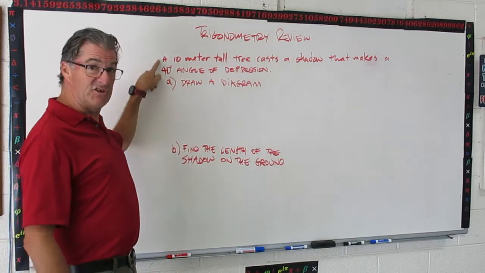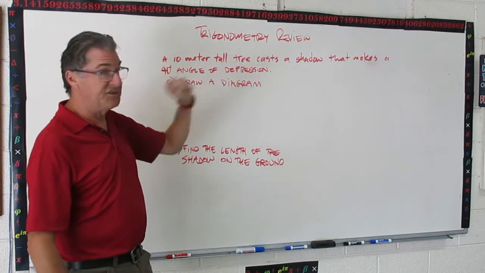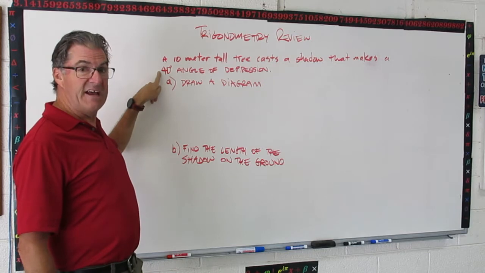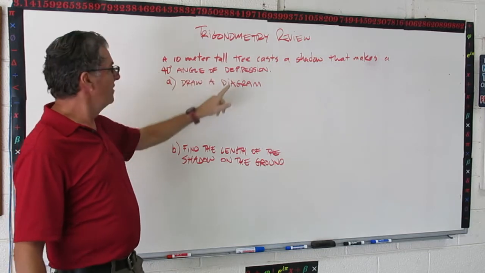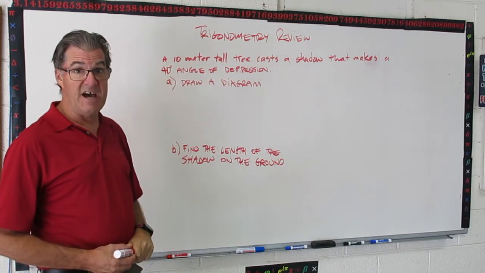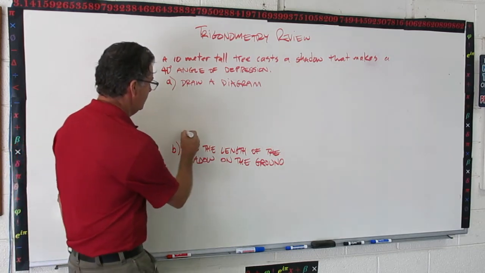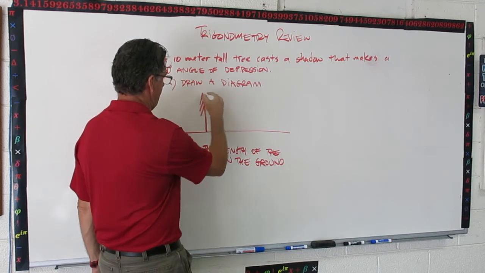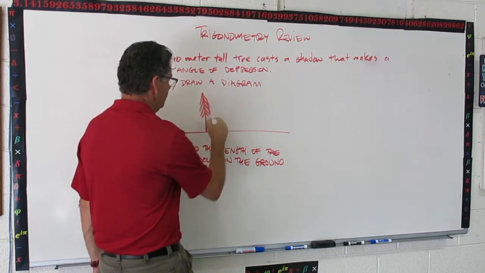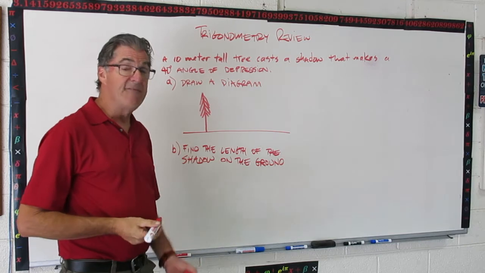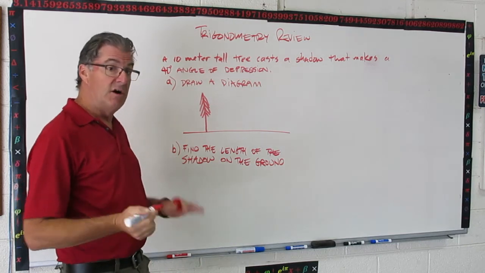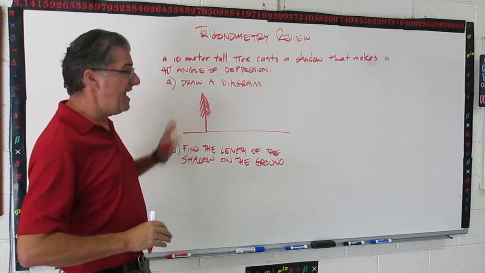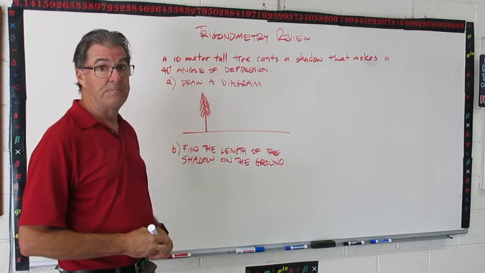There's a 10-meter tall tree and it casts a shadow on the ground somewhere that makes a 40-degree angle of depression. First step, draw the diagram. Okay, so here's my ground and here is my tree. Now, geometry diagrams should have the measurements and anything else you know thrown on the diagram. So pause for a minute. There's 3 things you can add to this diagram. See if you can figure them out.